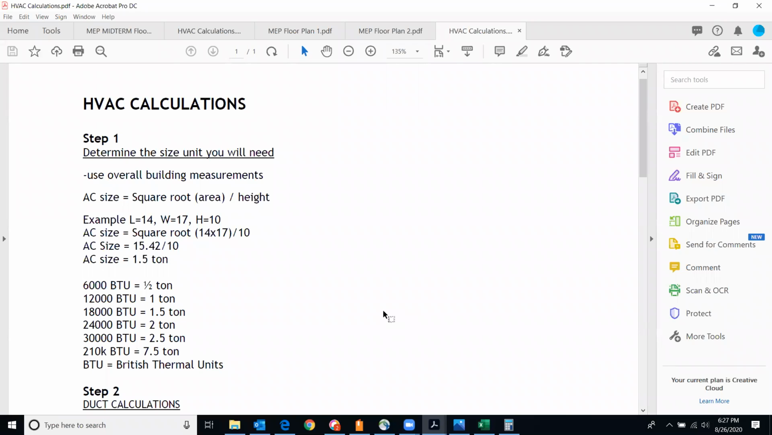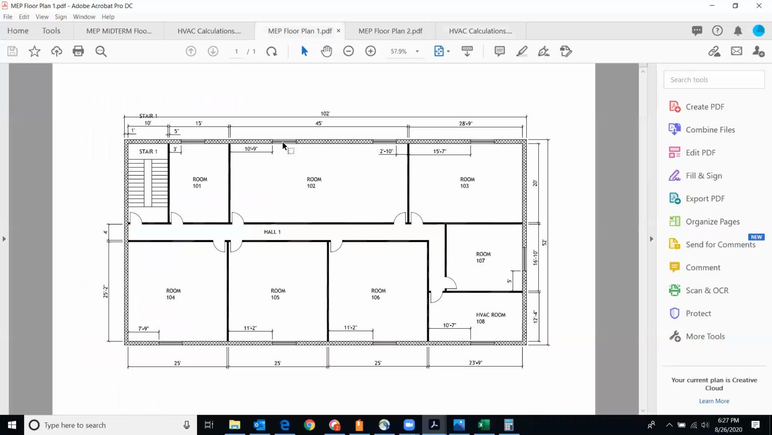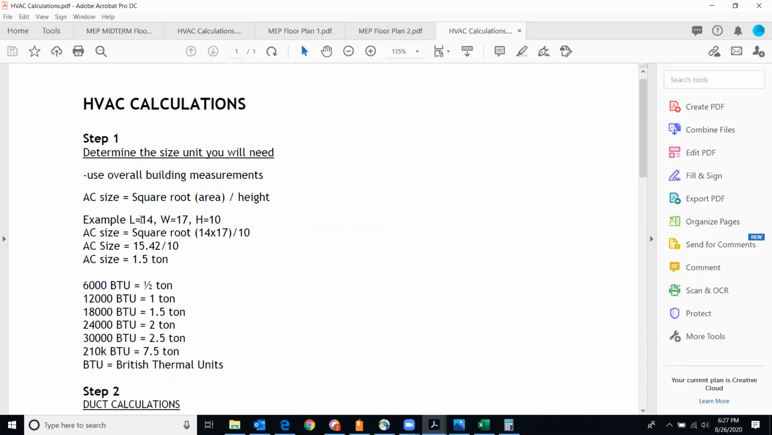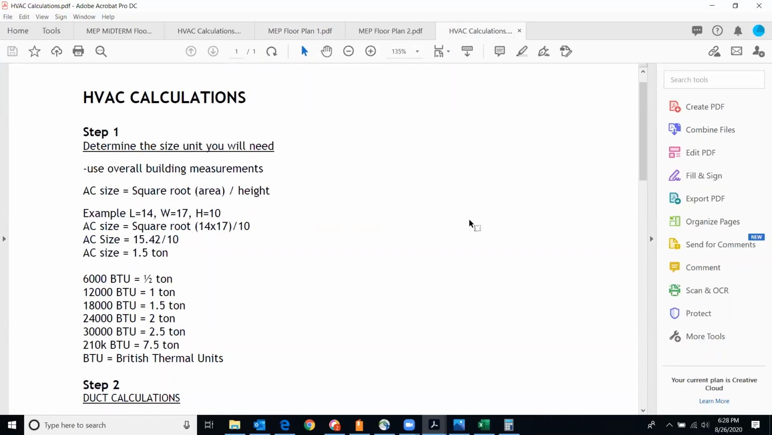So in order to calculate the size of the unit we will need for this building, it's 100 by 50, so you will calculate 100 times 50 right here to get the area, get the square root of that, and divide that by 10. So very straightforward how to get the size of the unit that you'll use.